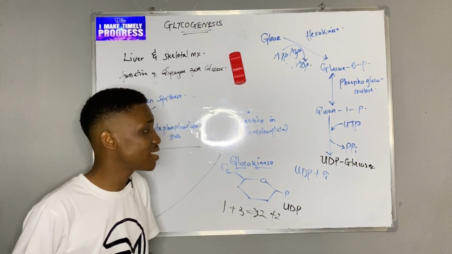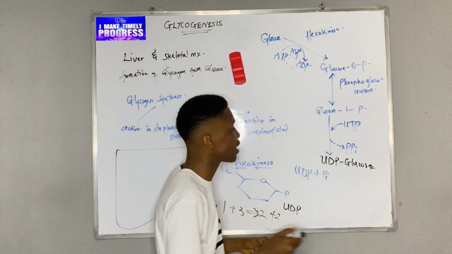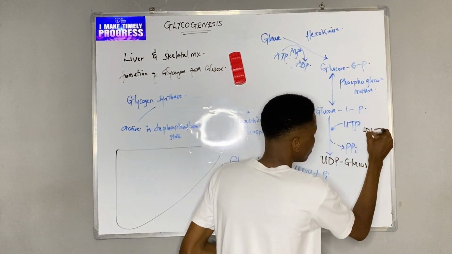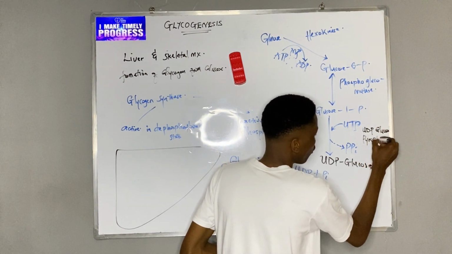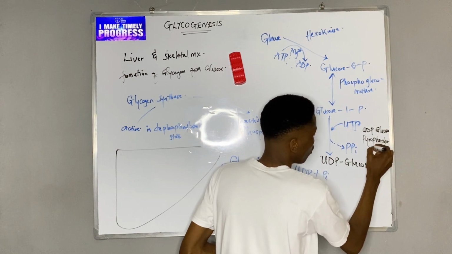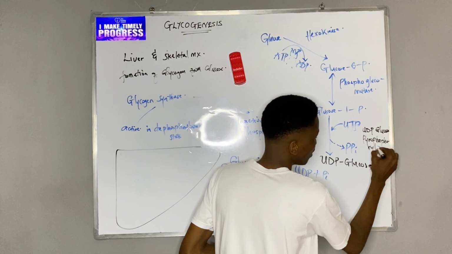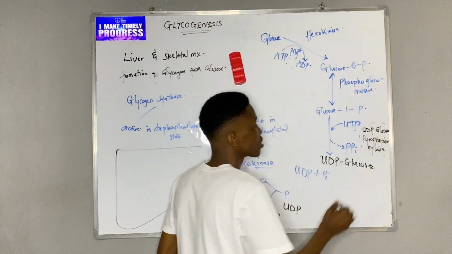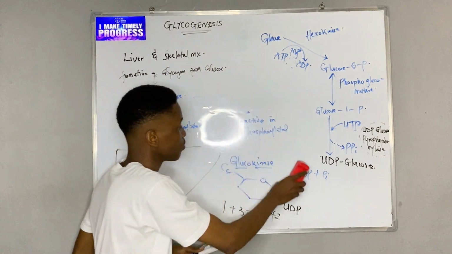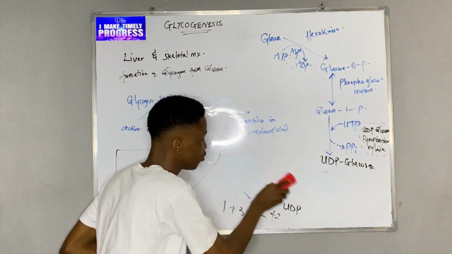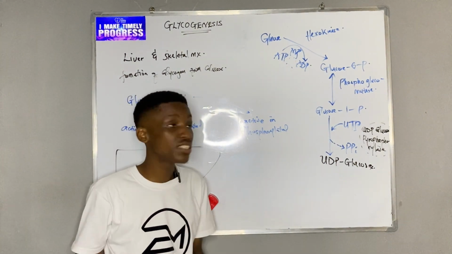And the enzyme that catalyzes this step, the way the enzyme is named, it's named as if I was reversing the step. And the enzyme is called UDP glucose pyrophosphorylase. So please, let's get this very clear.